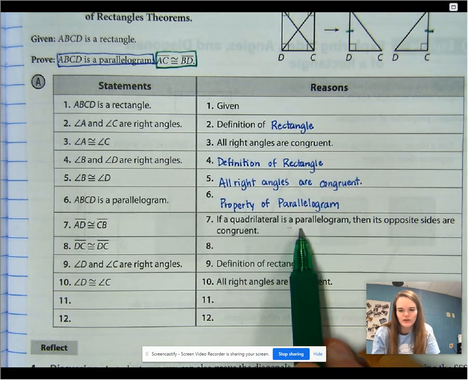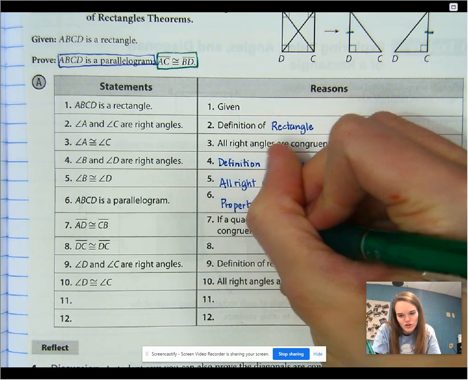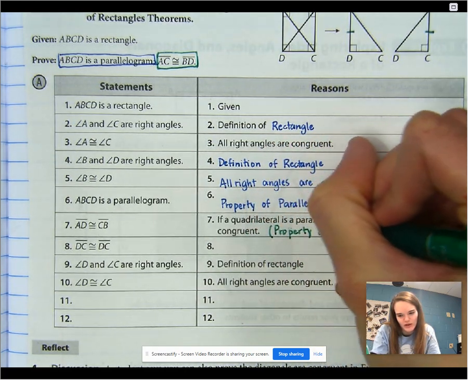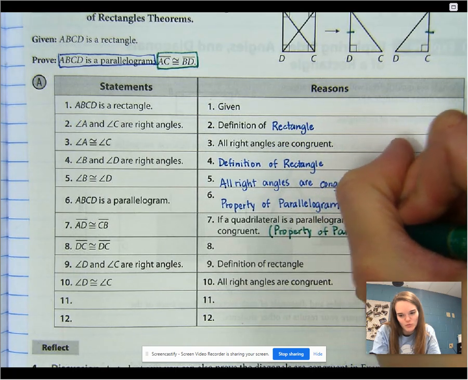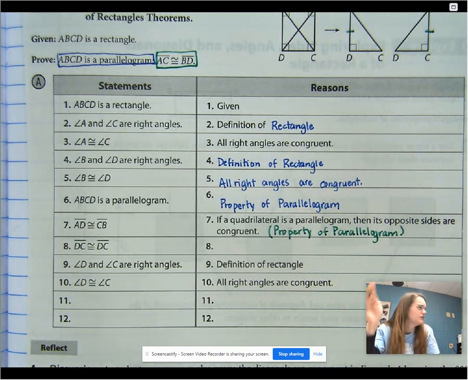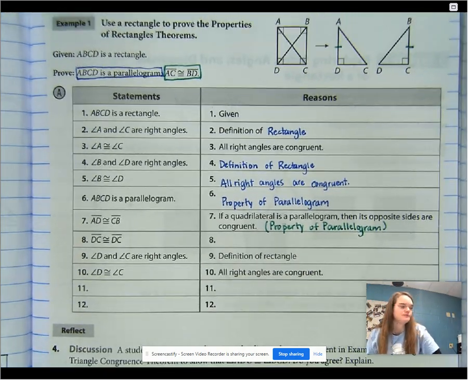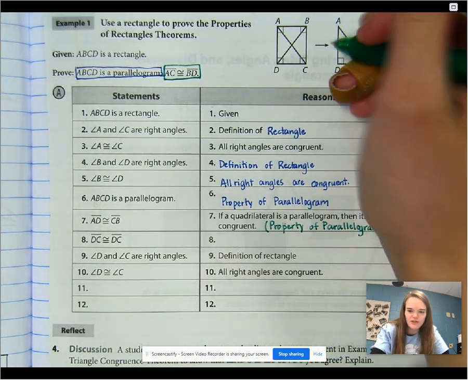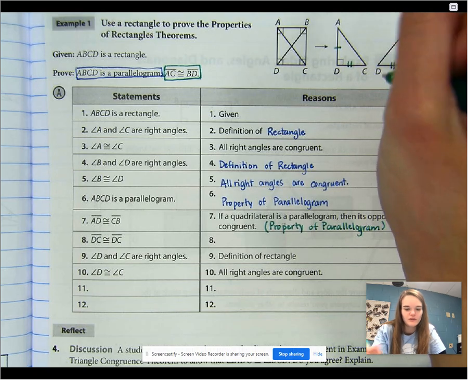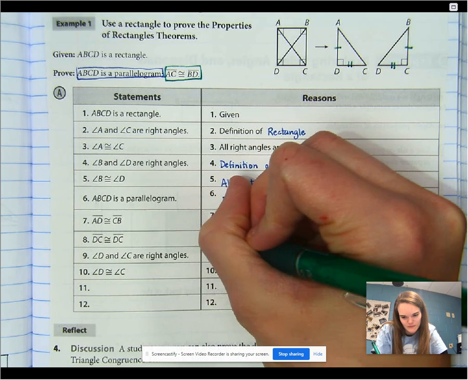And that says if a quadrilateral is a parallelogram, then its opposite sides are congruent. You would have written property of parallelogram or condition of parallelogram. I just want you to know that that's what you probably would have written, but sometimes they just write it as an if-then statement, and I want you to realize that that's what happens sometimes. All right? Next, DC is congruent to DC. Why? Reflexive, they're in the same piece. Reflexive property.